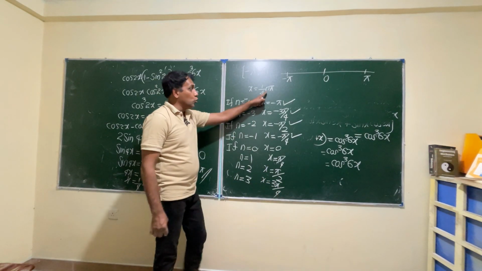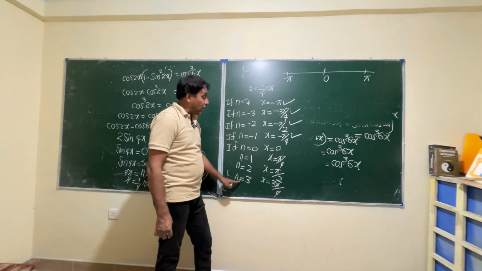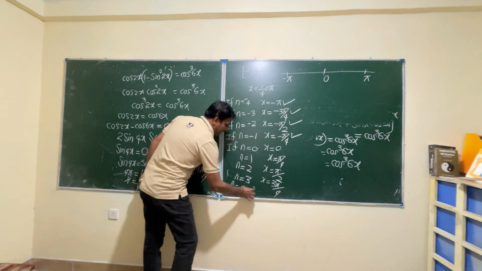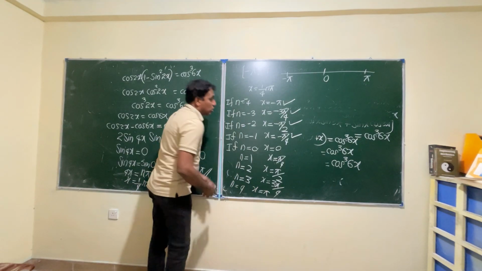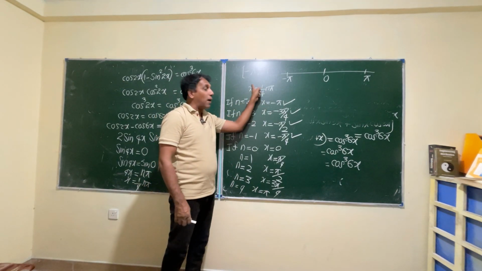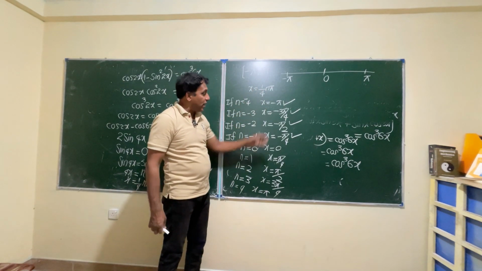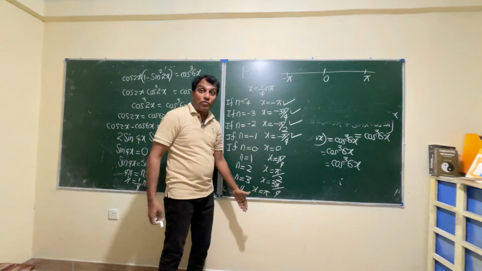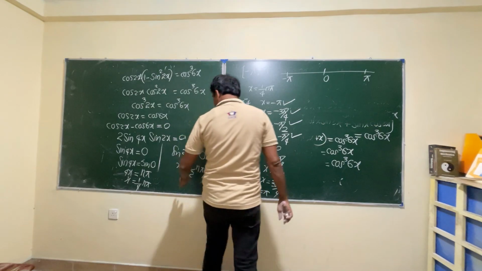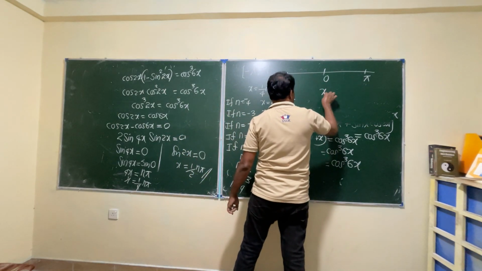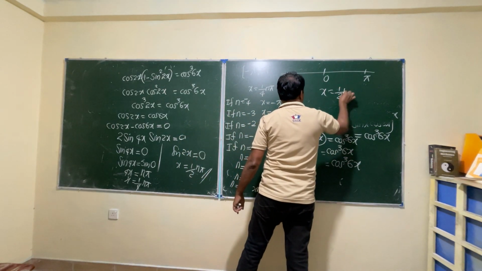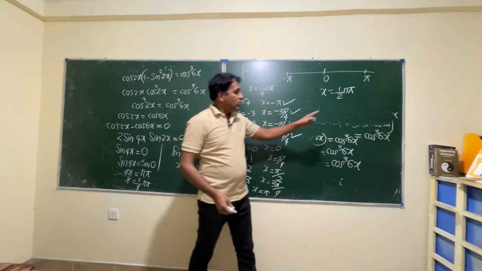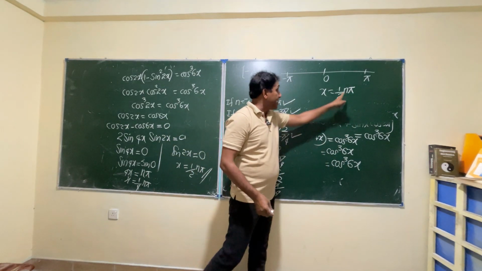If n is 2, it is pi by 2, 3. If n is 4, x equals pi. So for this general solution, all solutions satisfy these 9 values, right? You can check the other one also, x equals half n pi. Put n as minus 1. If you put n as minus 2, that is minus pi.